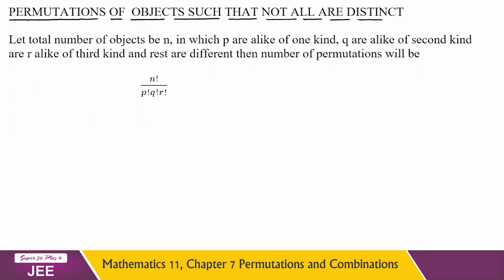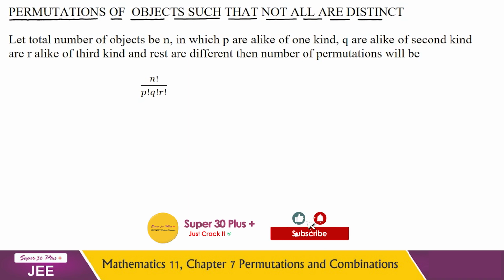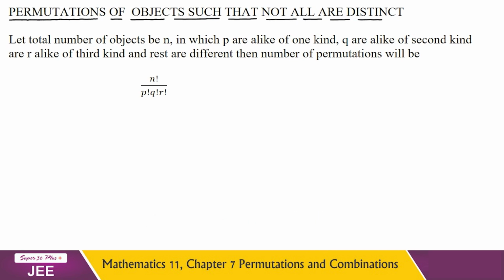Now I am completing the topic of permutation altogether, and then we will be taking examples, illustrations and questions on permutations. But let me first complete the theory of permutations. Now, one more important topic related to permutations, that is permutations of objects such that not all are distinct.